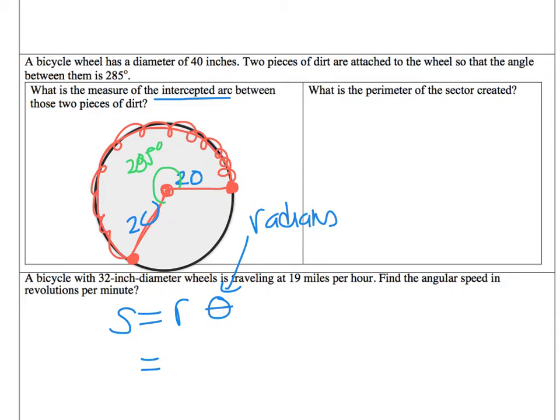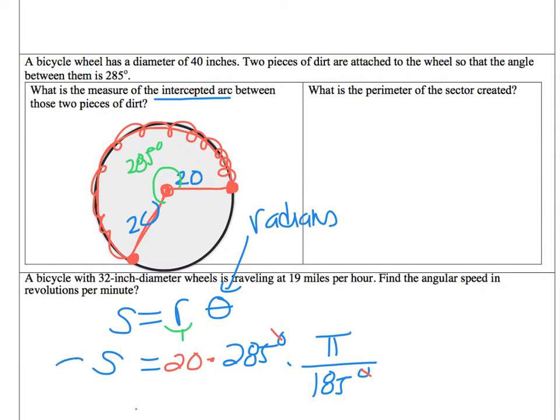So I'm going to go ahead and put my 285 degrees here. And to change this to radians, I'm multiplying by pi over 180 degrees. This is going to allow my degrees to cancel. Well, to use this formula, we also have to put in the radius. And the radius here is 20 for this particular example. And the S on the other side is arc length. That's that symbol for arc length.